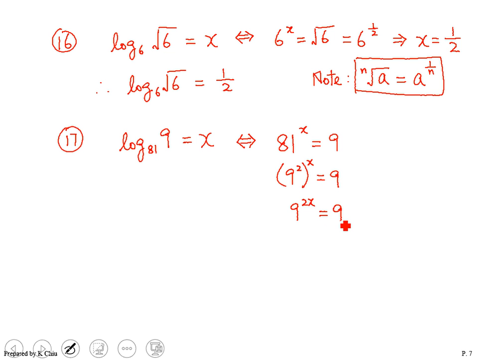And now 2x is equal to 1. Because we have exponential forms that are equal and share the same base, their exponents must be the same. So x is equal to 1 over 2. So finally, let's answer the question. What would be the log 9 with the base 81? That is equal to, what's that equal to? 1 over 2. So far, so good.